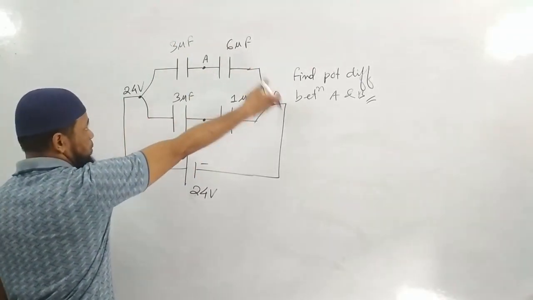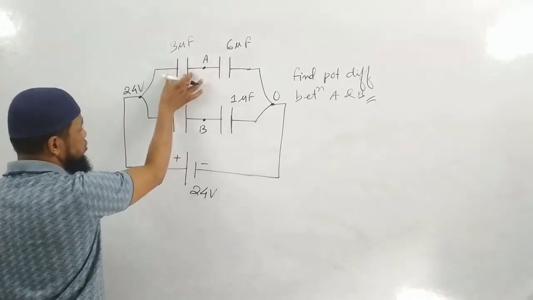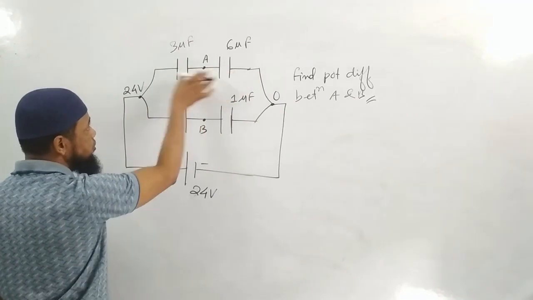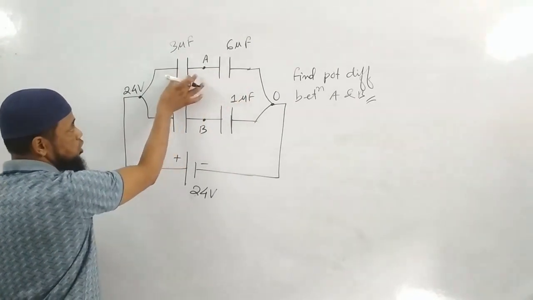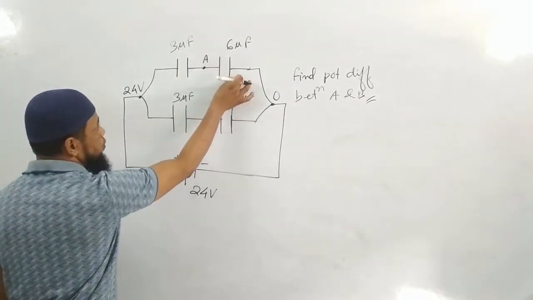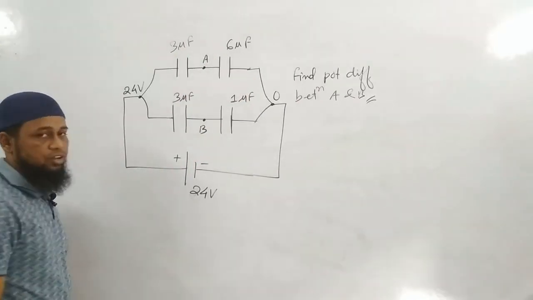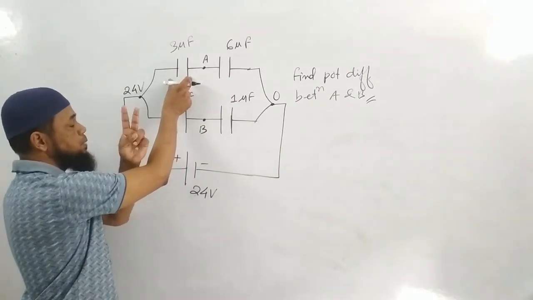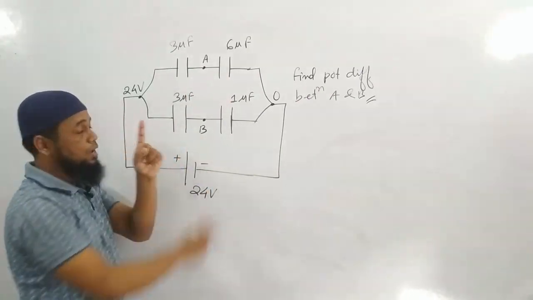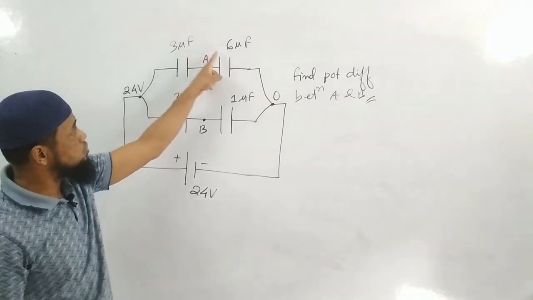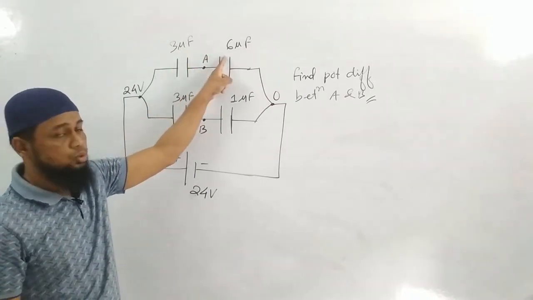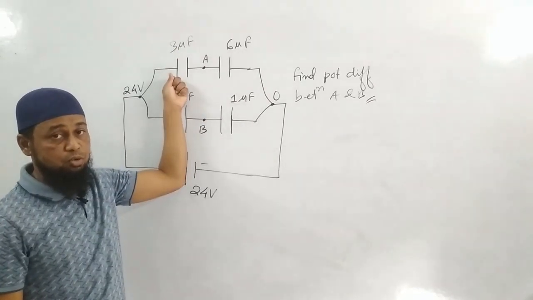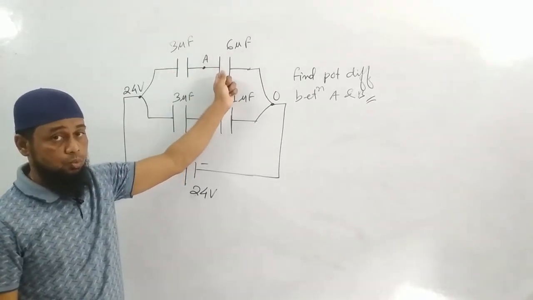24 volt total potential drop. Capacitors are in the ratio 1:2, because these two are in series. So potential drops will be in the ratio 2:1. Total how many parts? 24 is to be divided into 3 parts, out of which across this one there will be 2 parts and across this one there will be 1 part. Why? Capacitance is in the ratio 3:6, that is 1:2. So C1 by C2 is in the ratio 1:2, so V1 by V2 will be in the ratio 2:1.